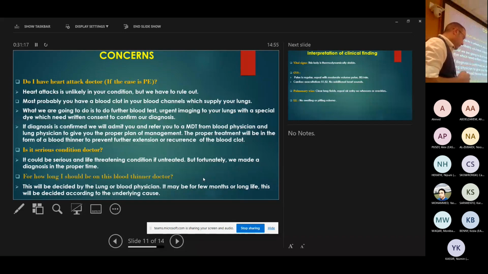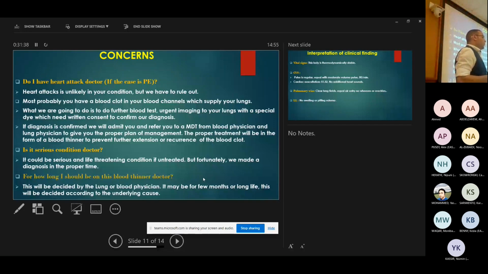Yeah, like Aisha replied, it could be serious if untreated, but luckily, if you are diagnosed in the proper time and start treatment, the risk will be low in your condition. For how long will I be on a blood thinner, doctor?